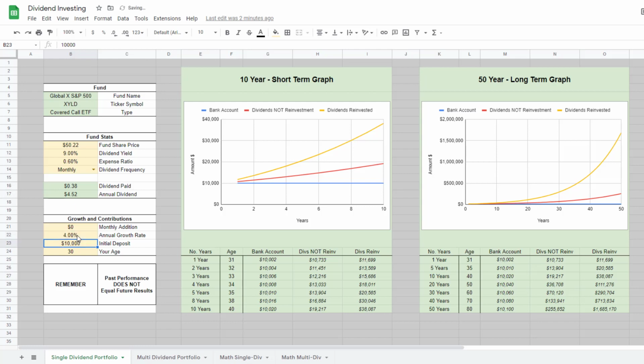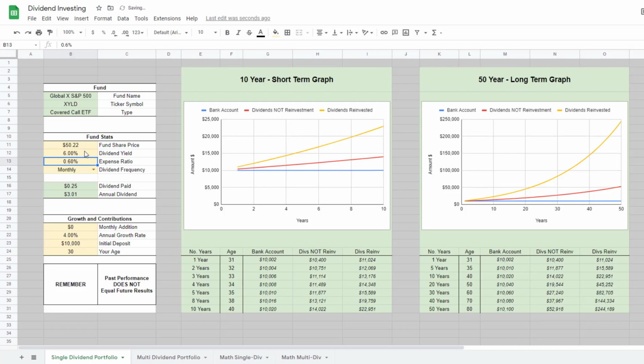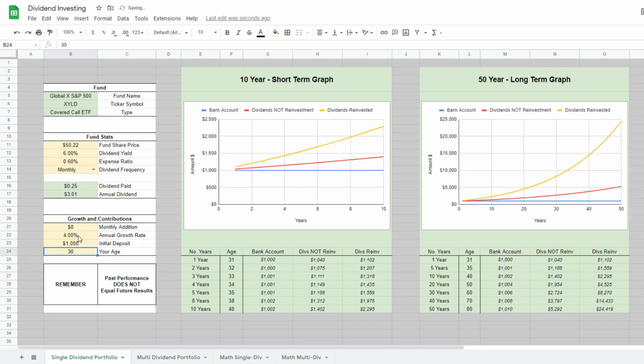But let's say you weren't expecting the growth rate to be 7% every year. Let's bring it down to about a 4. Let's say the dividend yield averaged out over 10 years. Let's say it dropped down to 6, average 6% over the past 10 years. Your $10,000 with a more modest growth rate and dividend yield, your $10,000 will have grown to $22,000, which isn't too bad.